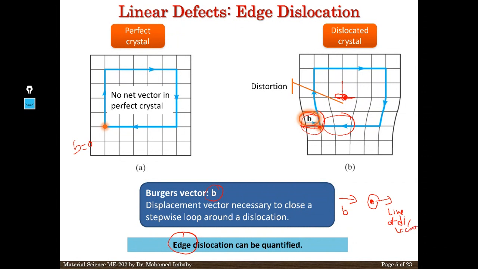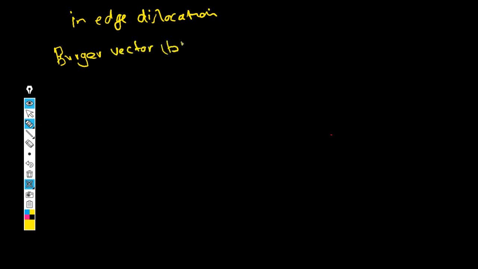Hey, guys. In edge dislocation, what is the relation? The relation is perpendicular. If I come to one conclusion here, in edge dislocation, Burgers vector, guys, are you following or not? Yes, doctor. Okay. Burgers vector B, in edge, is perpendicular to the line of dislocation.